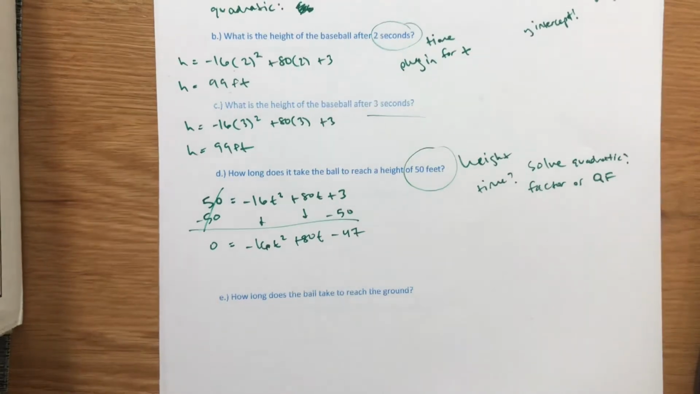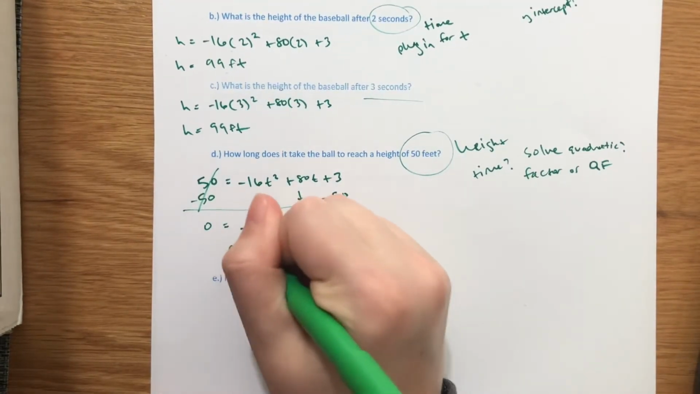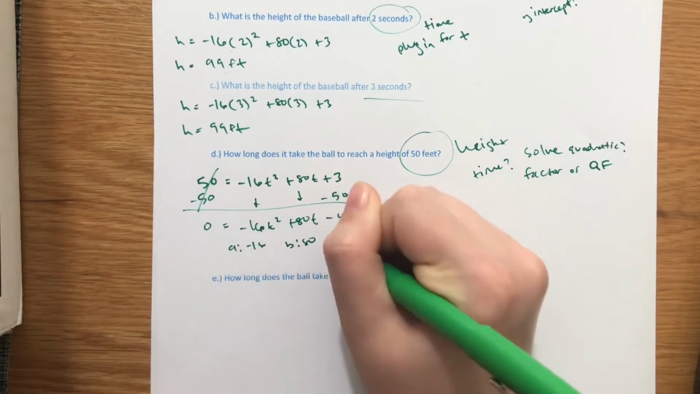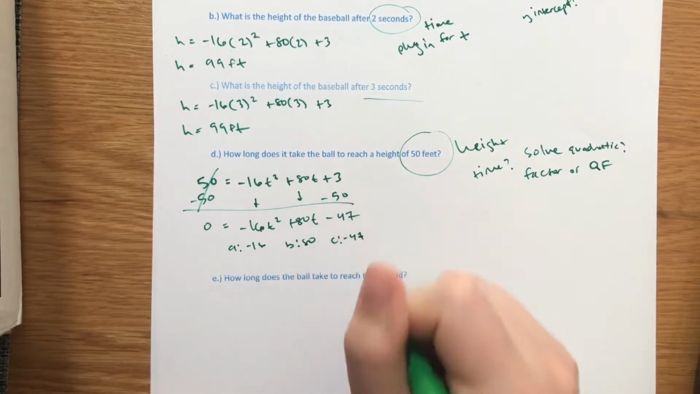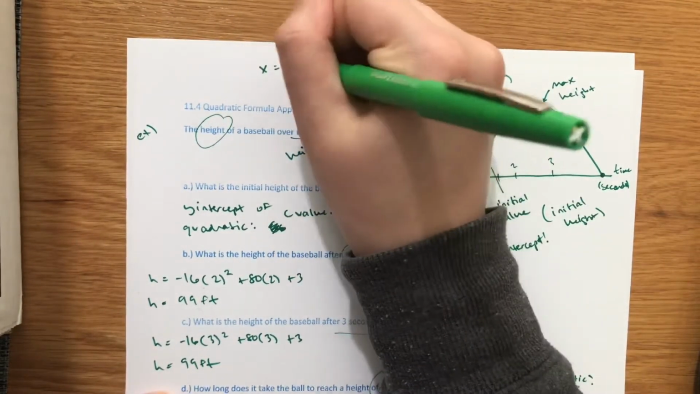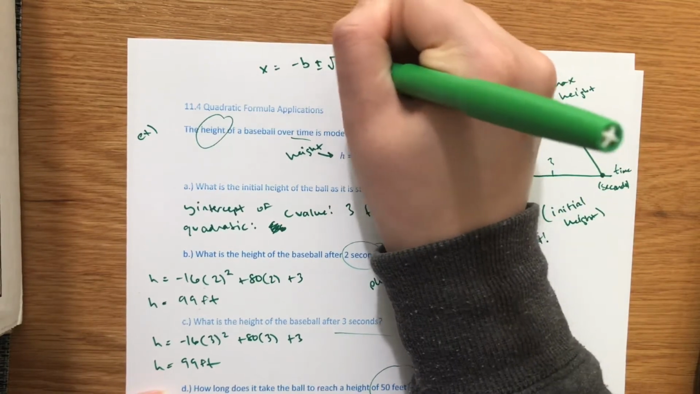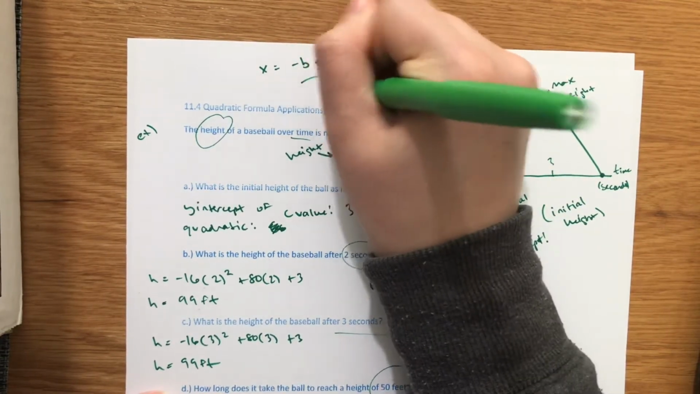So now we are going to do quadratic formula. So A is negative 16. B is 80. C is negative 47. So real quick at the top, I'm going to write down quadratic formula. X equals negative b plus or minus square root of b squared minus 4ac all over 2a.